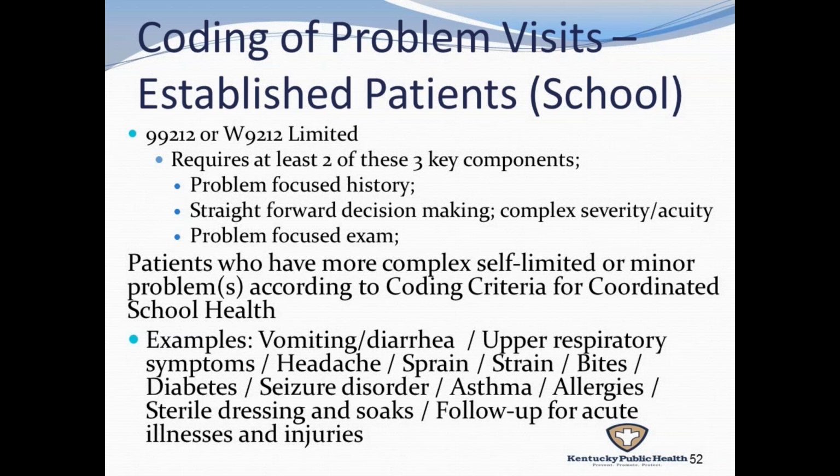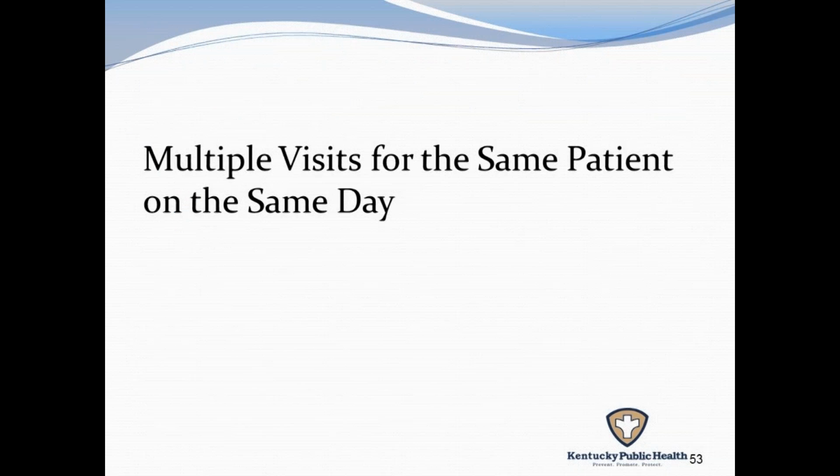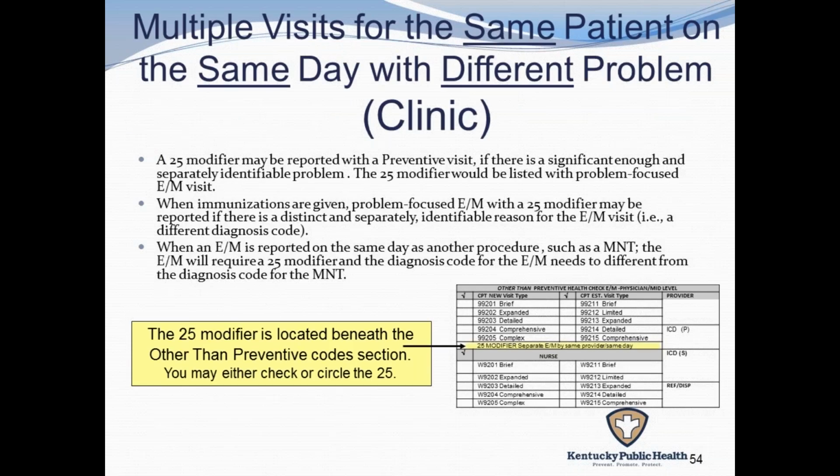Limited requires at least 2 of the 3 key components. Again, like I said, when it's established patients, it's always going to be 2 of the 3. Then you have your problem-focused history, straightforward decision-making, complex or acuity, severity or acuity, problem-focused exam. This is patients that have a more complex self-limited or minor problems, according to the criteria for coordinated school health. So, and again, I list your examples below.